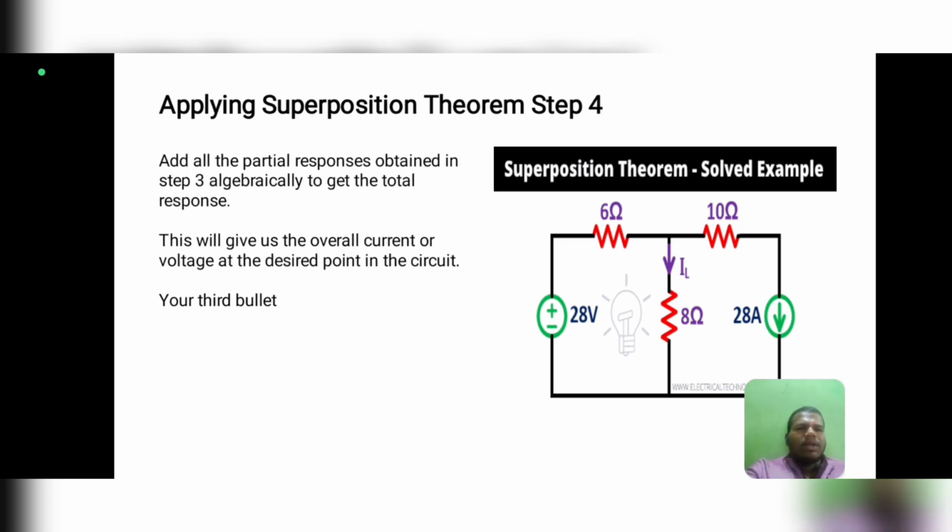Step 4. Add all the partial responses obtained in step 3 algebraically to get the total response. This will give us the overall current or voltage at the desired point in the circuit.